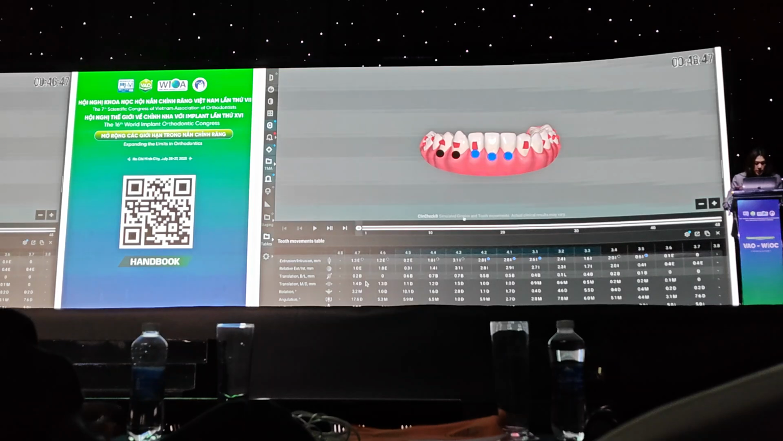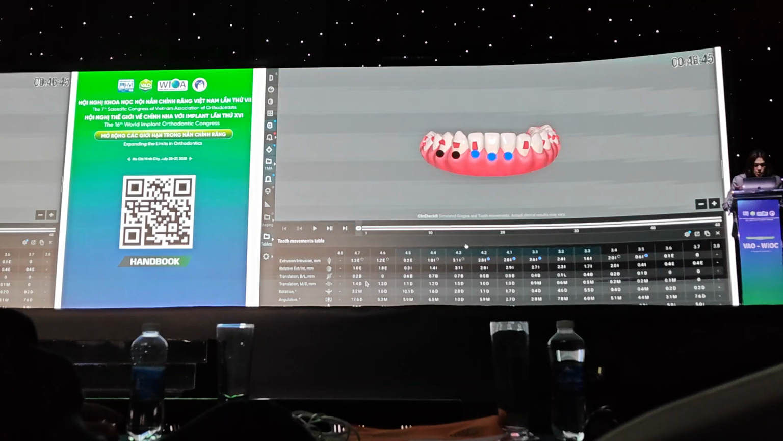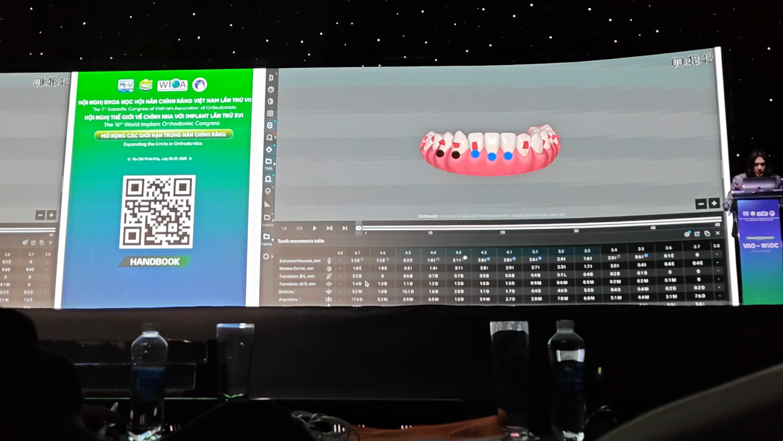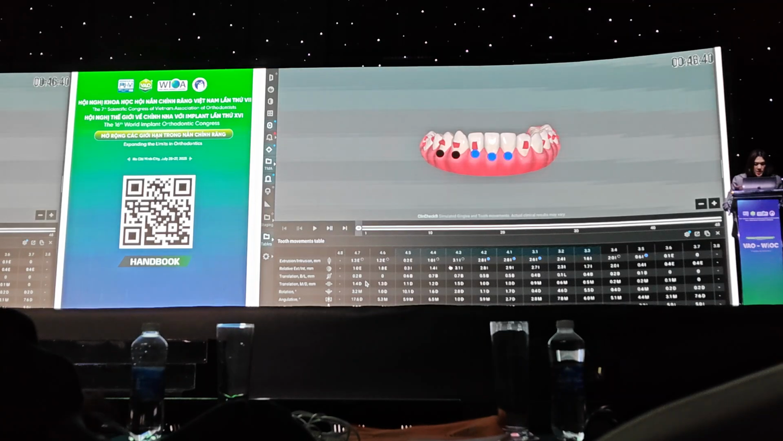And you can also see here that the lower incisors show blue colors here, right? And this means that the GA protocol has been applied.